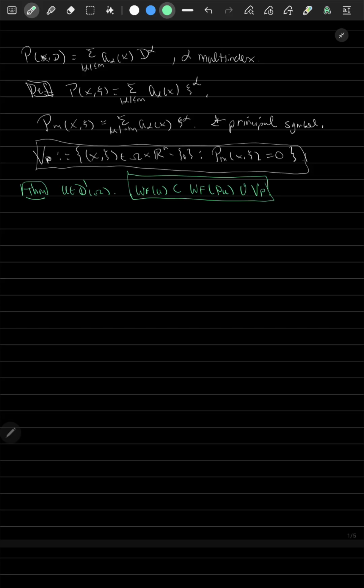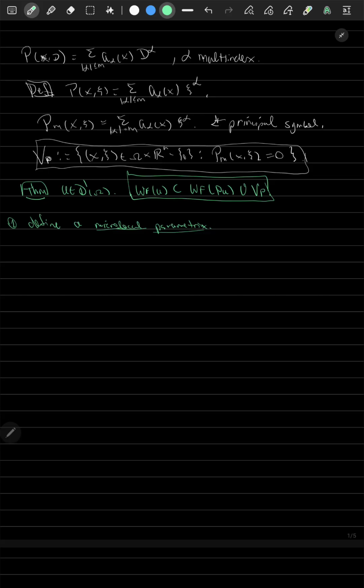Okay, so before we prove this theorem, we're going to need to actually define this thing called a microlocal parametrix. So we're going to need to define a microlocal parametrix, and this is going to help us greatly in the proof.